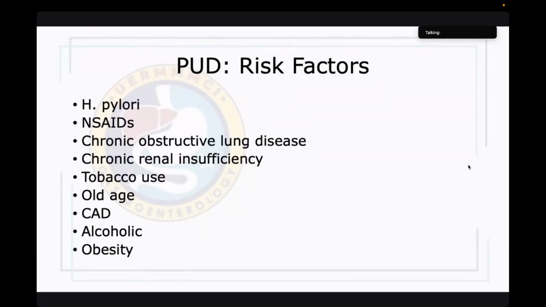The two major factors that are associated with peptic ulcer disease are H. pylori and the use of nonsteroidal anti-inflammatory drugs. The others are additional risk factors. In fact, if an ulcer is neither associated with H. pylori or NSAID use, it is considered as idiopathic peptic ulcer disease. So these are the other risk factors.